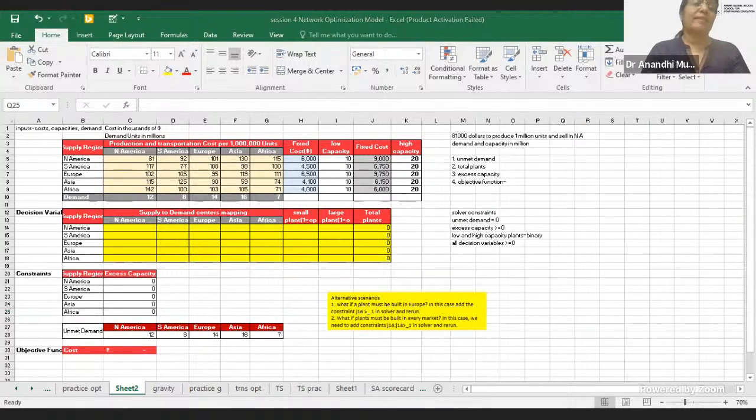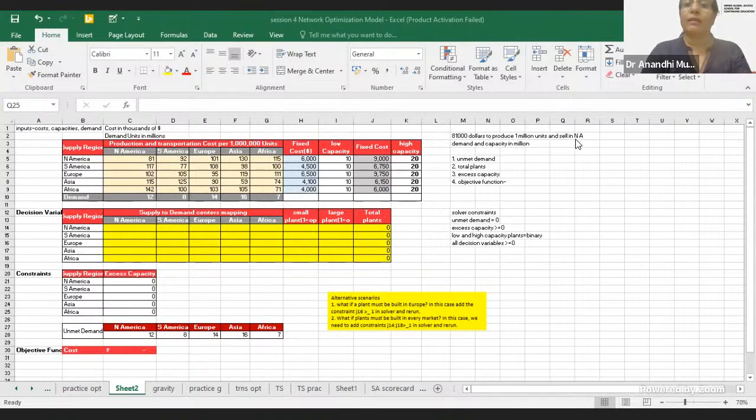This is an example of a car manufacturer. So demand for cars is given here, and these are the supply regions. Supply regions they have taken as the continents: North America, South America, Europe, Asia, and Africa. So this is where they wanted the manufacturing facility, and how you will decide is based on the demand. So this is the demand.